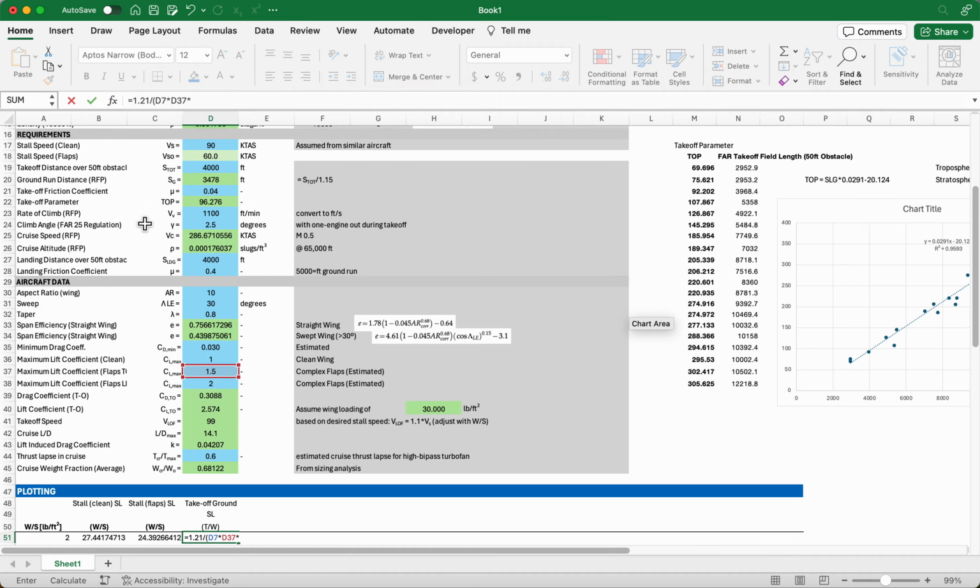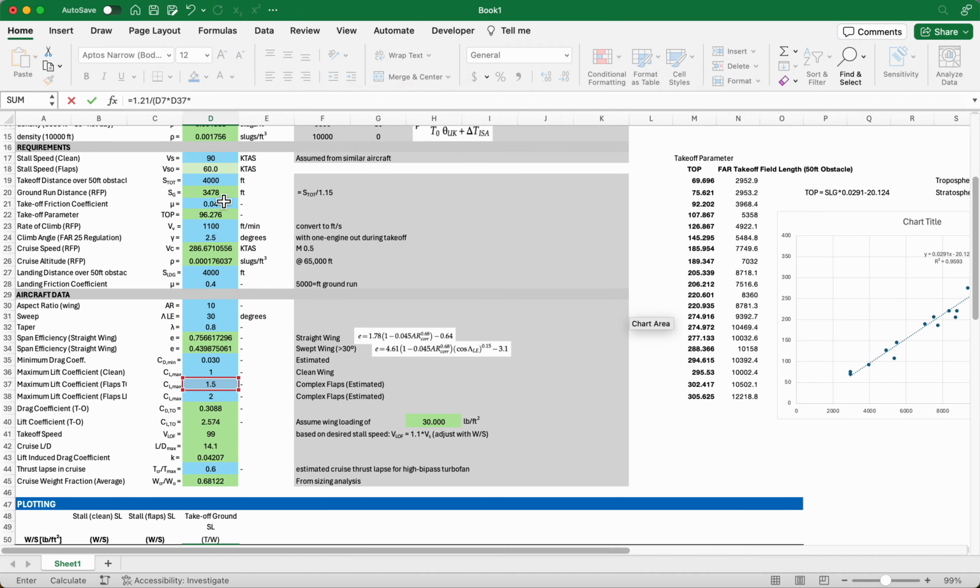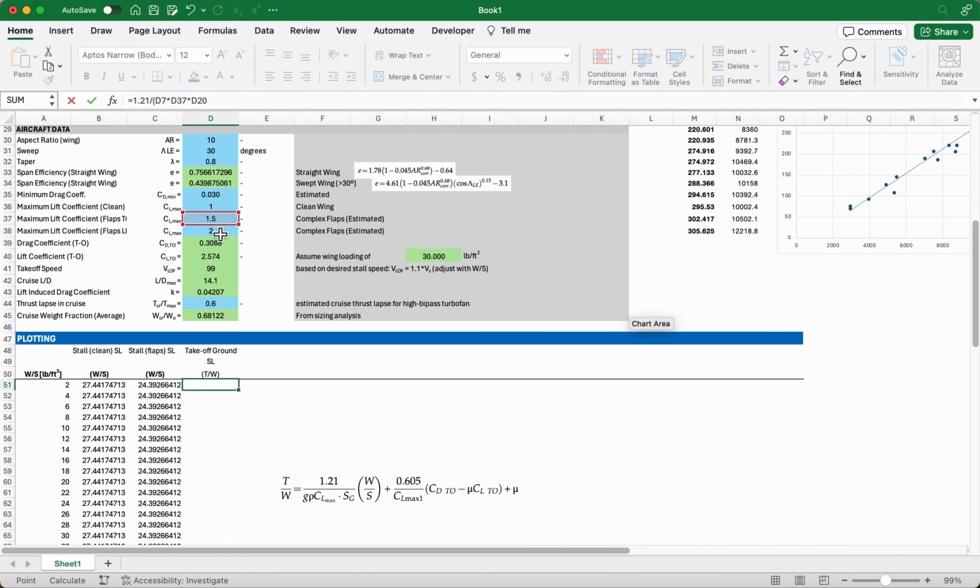So one of our requirements, I have ground run distance. I just calculated this as our total distance divided by 15%. If you look at trends in data from total takeoff distance over a 50-foot obstacle and ground run distance, you can sort of plot this trend ratio. I just use this as an approximation for now. So let's say our total takeoff distance that we are desiring is 4,000 feet. Our ground run, I can say, is about 15% less than that. So take the total divided by 1.15. This is our ground run distance.